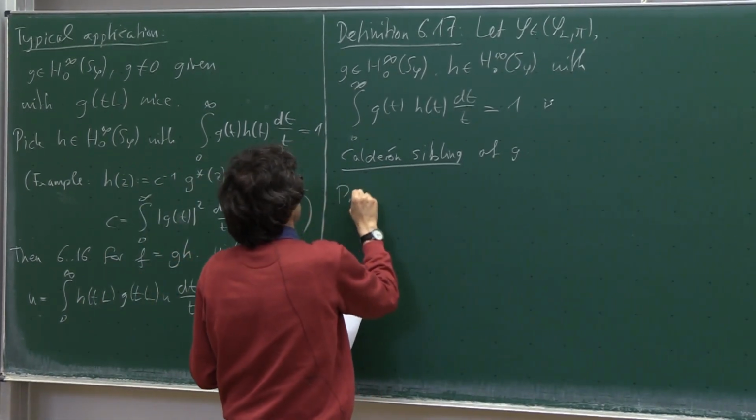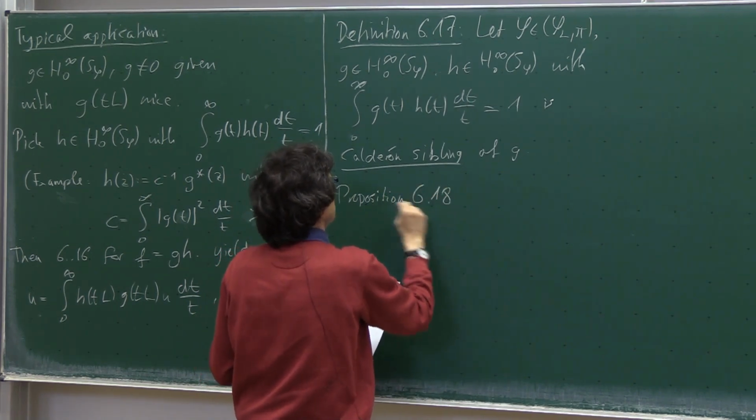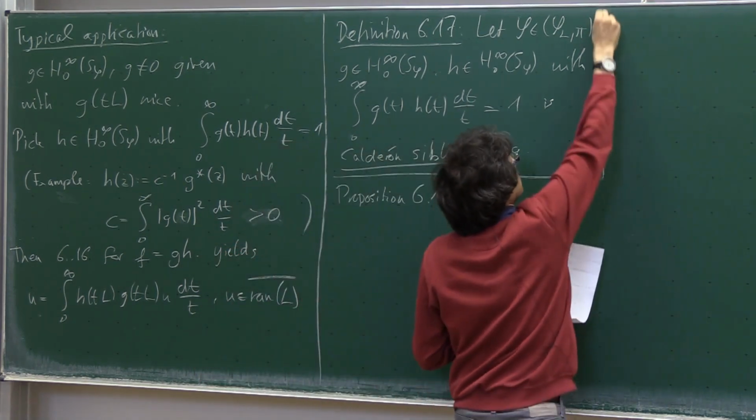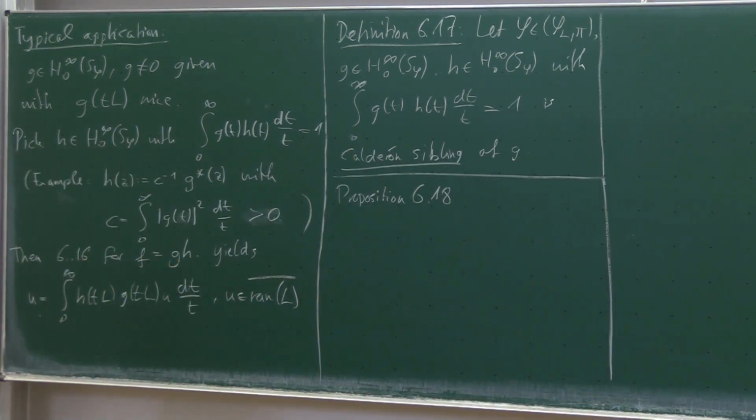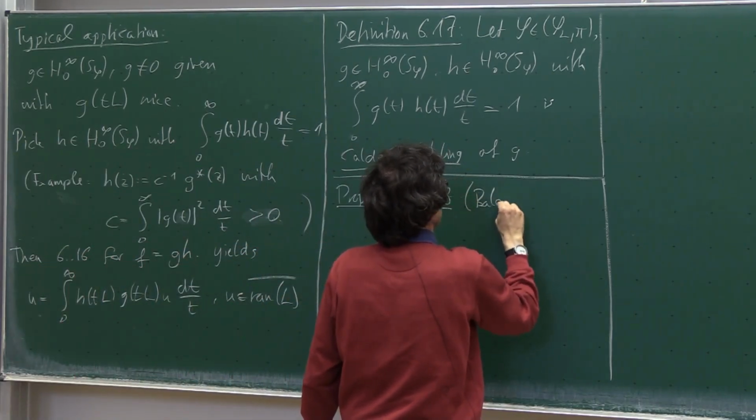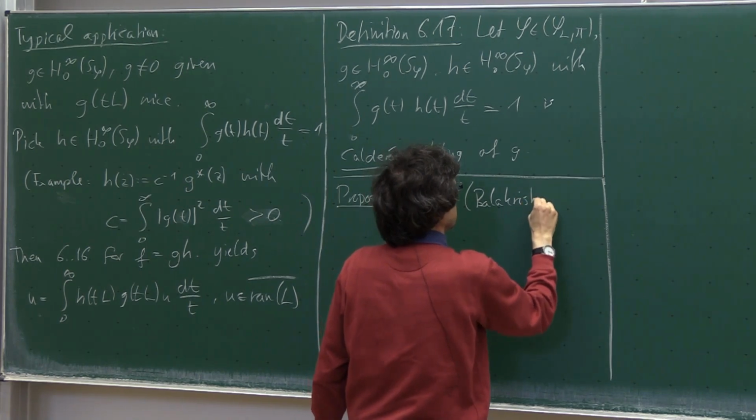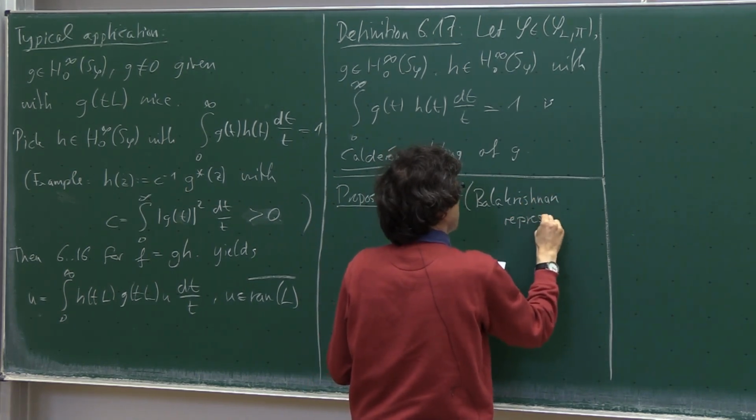And I want to show one concrete application of this Calderon reproducing formula that also gives us new insight on the square root of L, of our sectorial operator. This is a formula that goes back to Balakrishnan, and it's usually called the Balakrishnan representation of the square root.